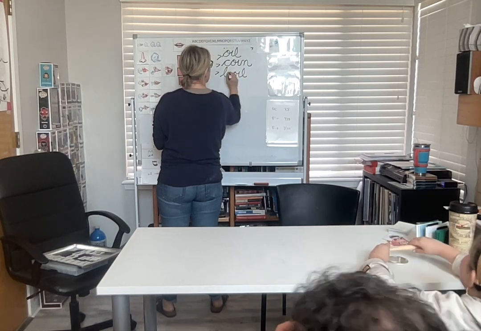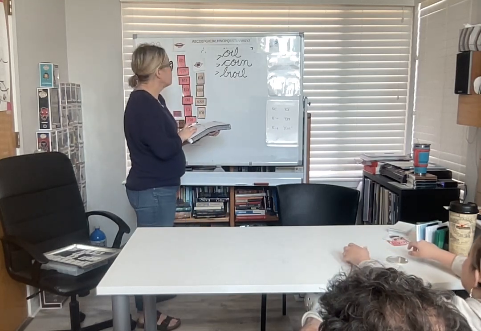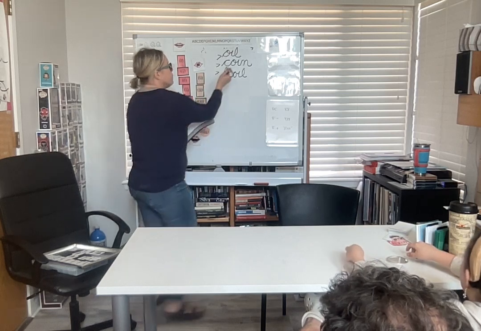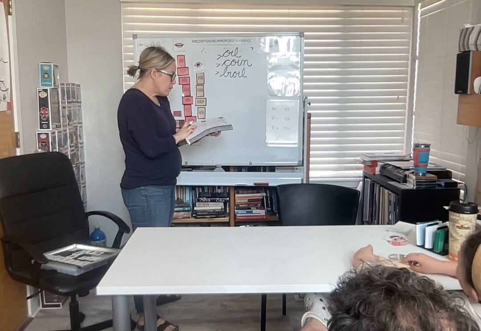Can you read the words to me? You're going to be reading them. So, oil, coin, and broil. What does broil mean? We'll get there.